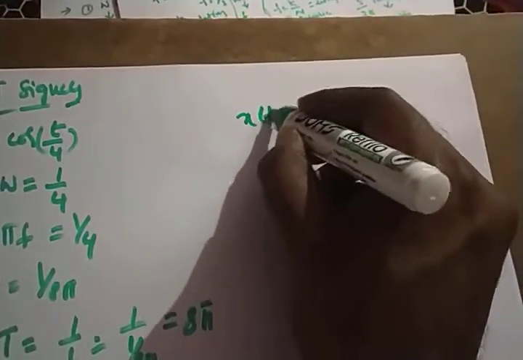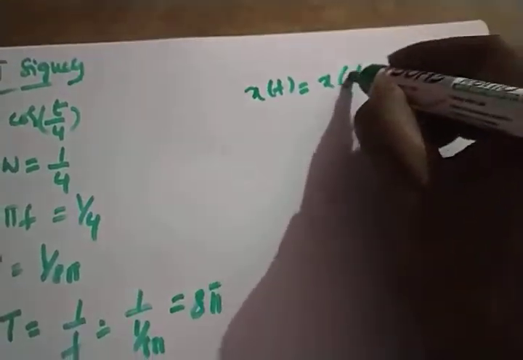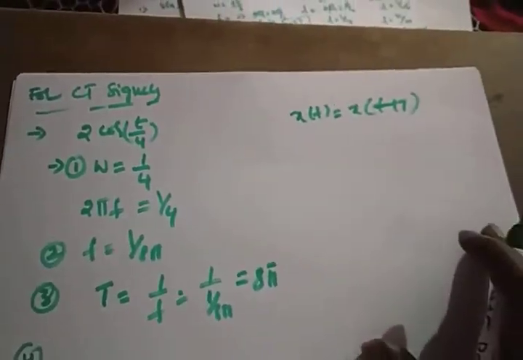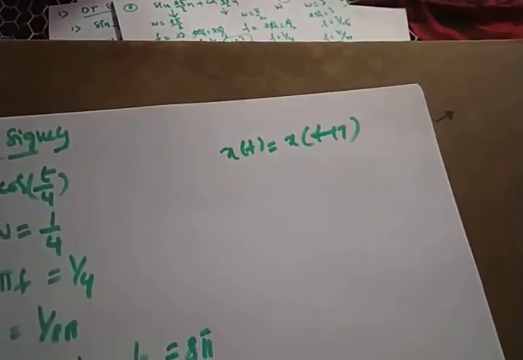So x of t is equal to x of t plus T. If it is satisfied, then my signal is a periodic signal. T is my fundamental period or time period, right?